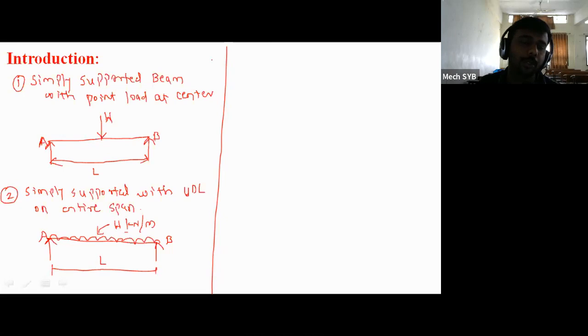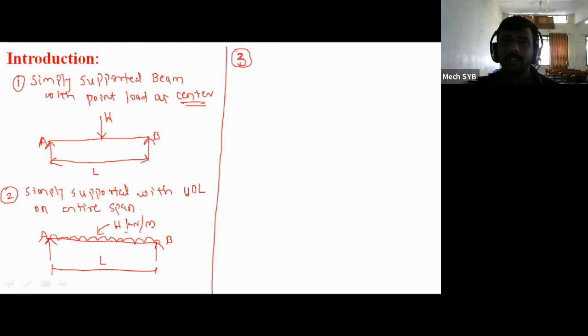So for the simply supported beam, only 2 standard cases are there, that is simply supported with point load at center. This word is very important. Point load कुठे ऍक्ट झालेला आहे? At the center. हा point load काय A पासून 2 मीटर वर नाही किंवा B पासून 3 मीटर वर नाही. It will be exactly at L/2 distance from the left side and the right side.